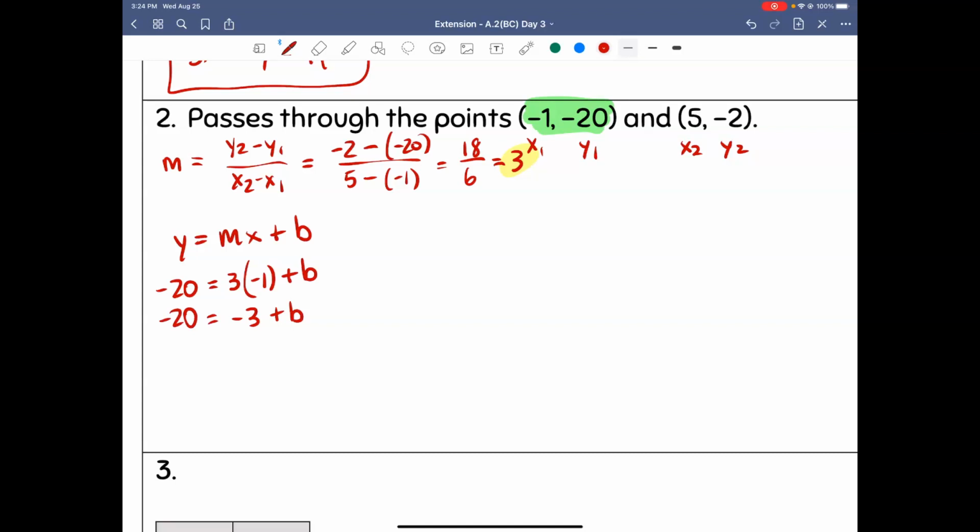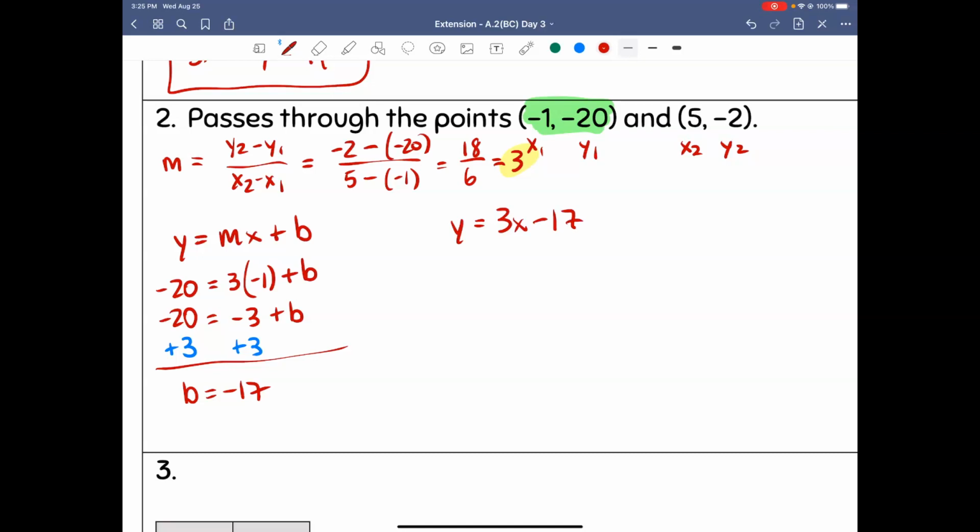And to get b by itself, we know that we'll do the inverse operation of adding 3 on both sides so that we get a value for b that is equal to -20 plus 3, which is -17. Therefore, in slope-intercept form, y is equal to 3x minus 17 would be our answer.